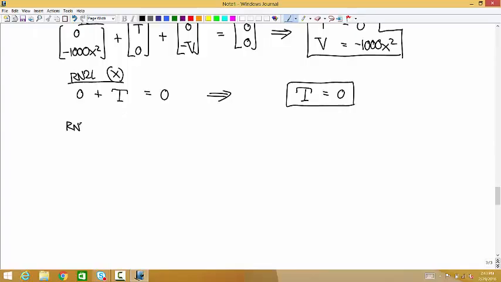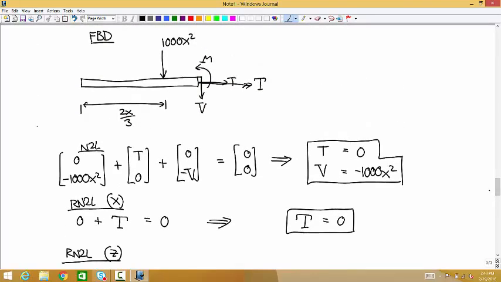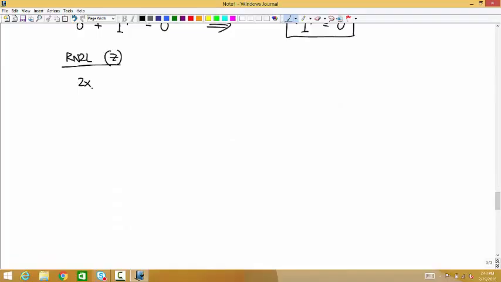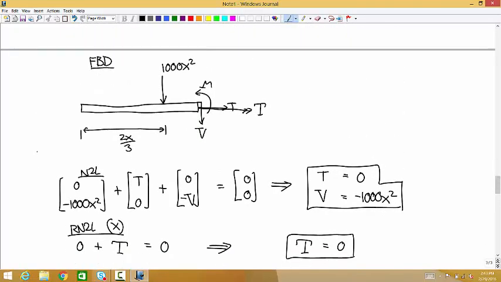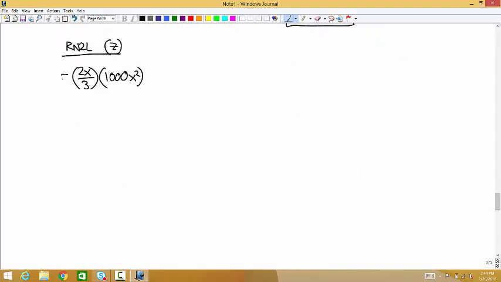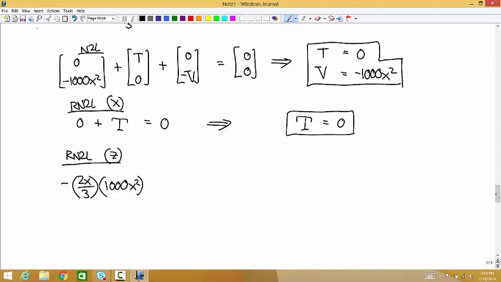And then the moment equation about the z-axis. The moment arm for this 1,000x squared is 2x over 3. So we have 2x over 3 times 1,000x squared. And would that force produce a clockwise or counterclockwise moment about that left endpoint? Clockwise, so this is negative. Any questions about that one?